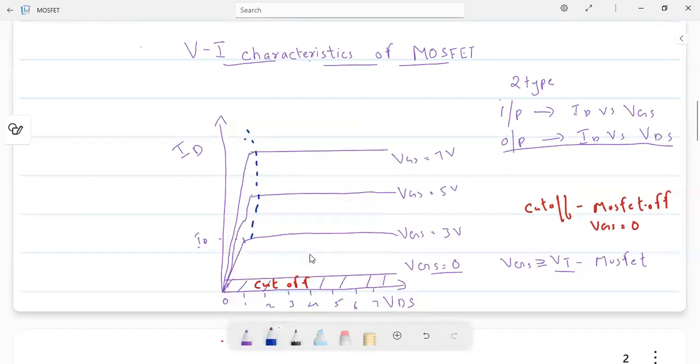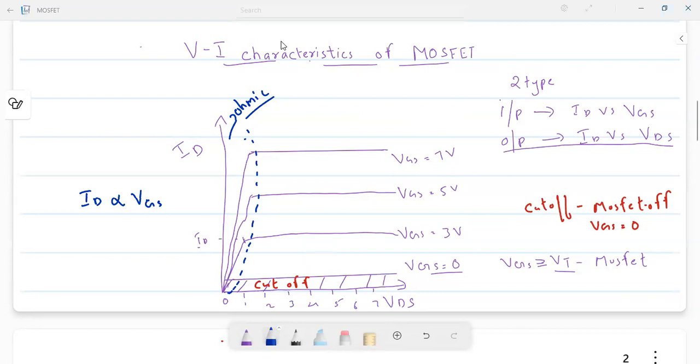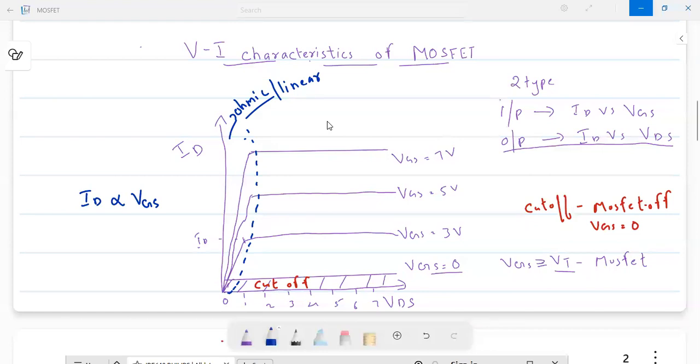This region can be called the ohmic region. Why is it called the ohmic region? Here we can see the increase of current ID is directly proportional to the voltage applied. ID is directly proportional to VGS. It is also called the linear region. It just obeys Ohm's law, that is current is directly proportional to voltage. And at the same time, there will be a constant resistance.